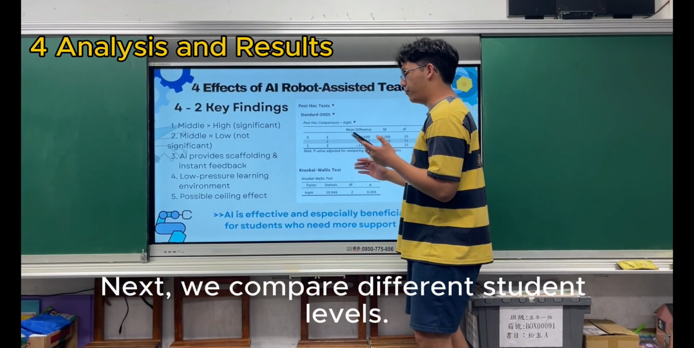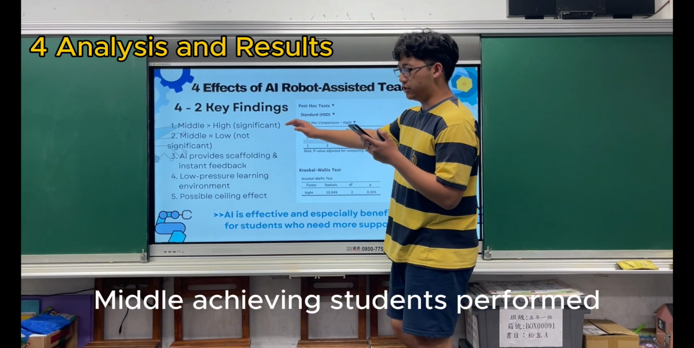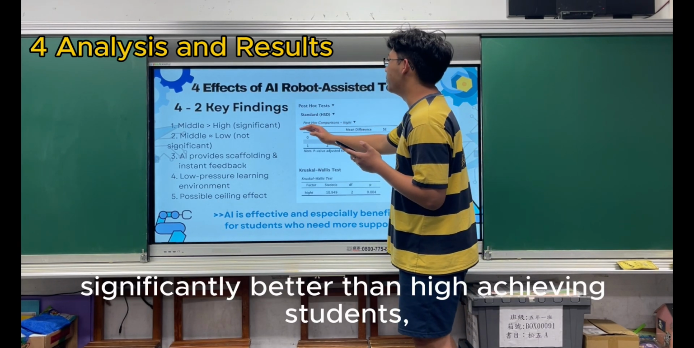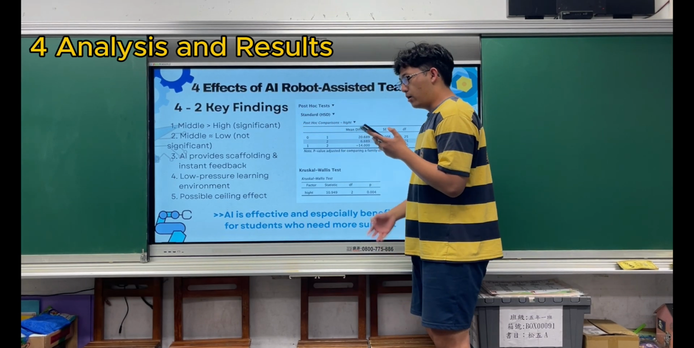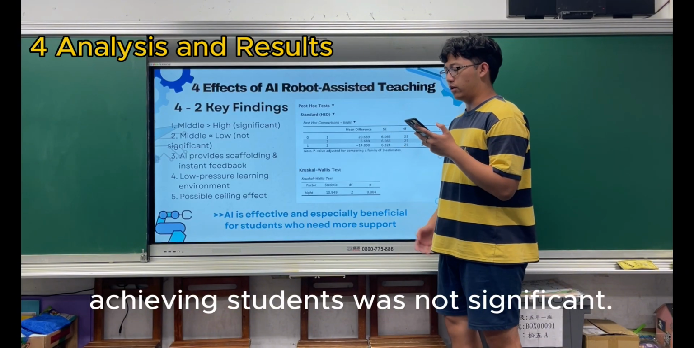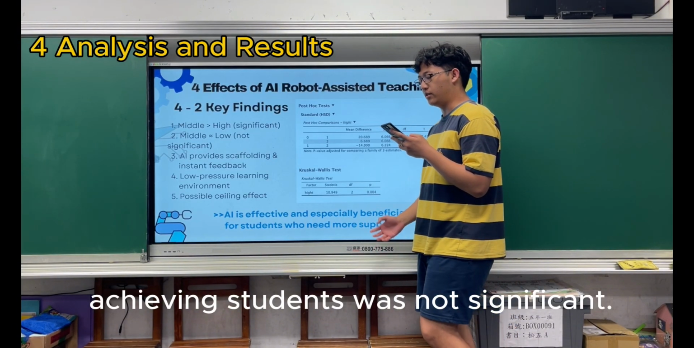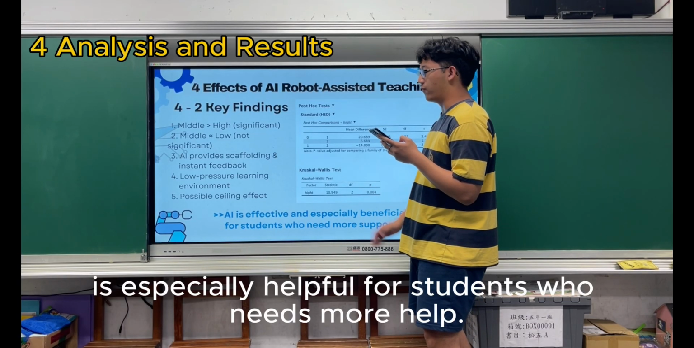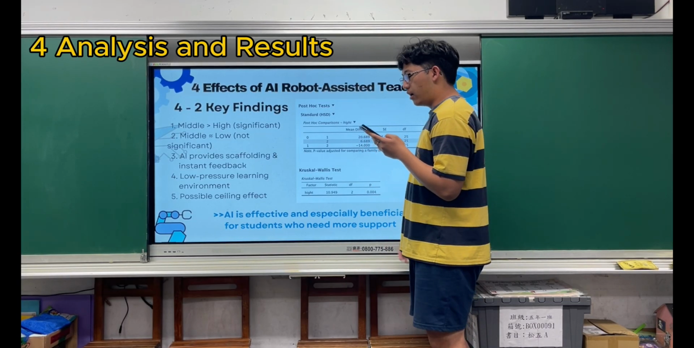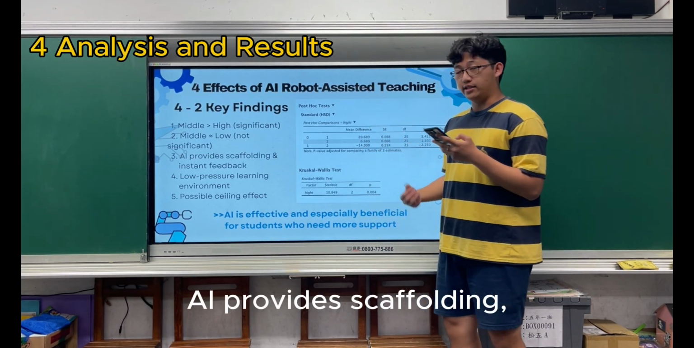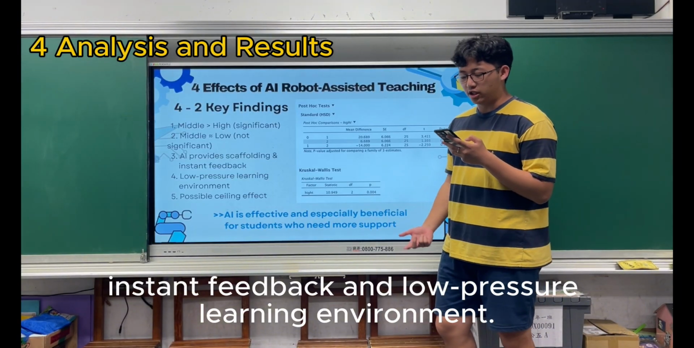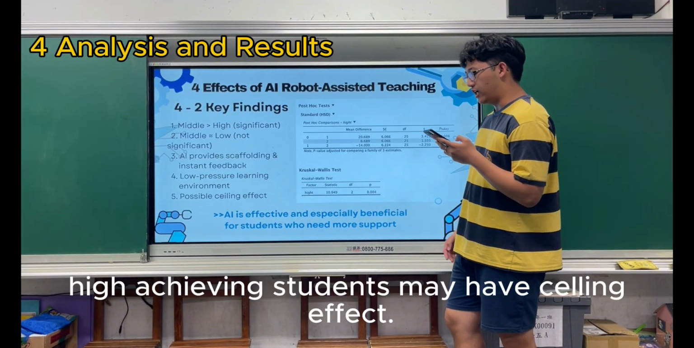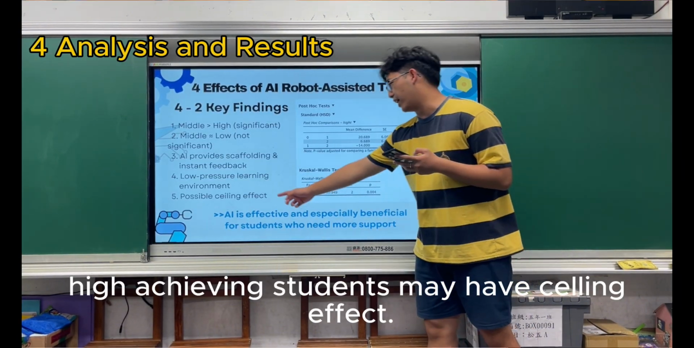Next, we compared different student levels. Middle achieving students performed significantly better than high achieving students, while the difference with low achieving students was not significant. This suggests that AI is especially helpful for students who need more help. AI provides scaffolding, instant feedback, and a low-pressure learning environment. However, high-achieving students may have silent effects.